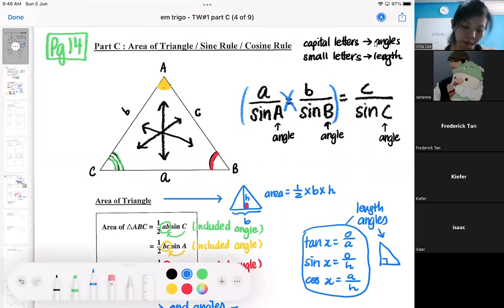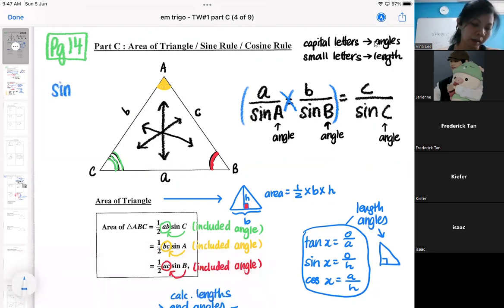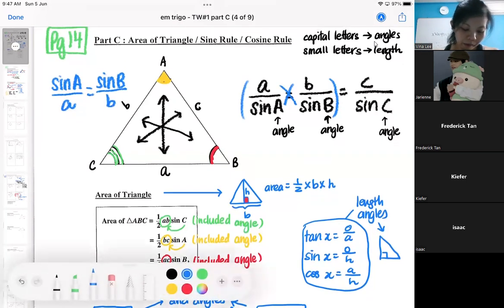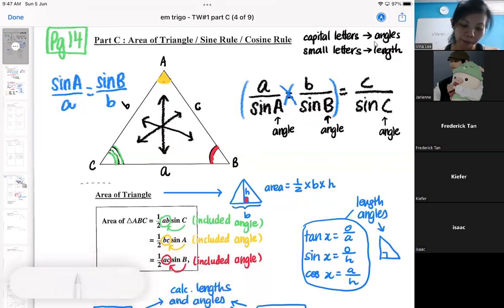The sine rule can be tilted the other way around. Instead of A over sine A, it can be sine A over A, sine B over B. So you can flip it around, but be consistent. Whichever direction you like, you can decide for yourself. This is one of the easiest formulas because it's just one arrow equal to one fraction. So very easy to remember.